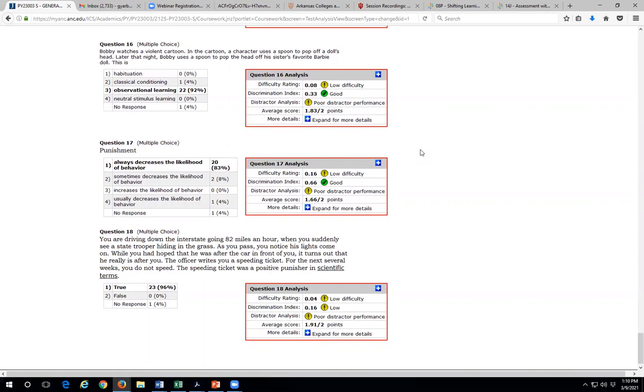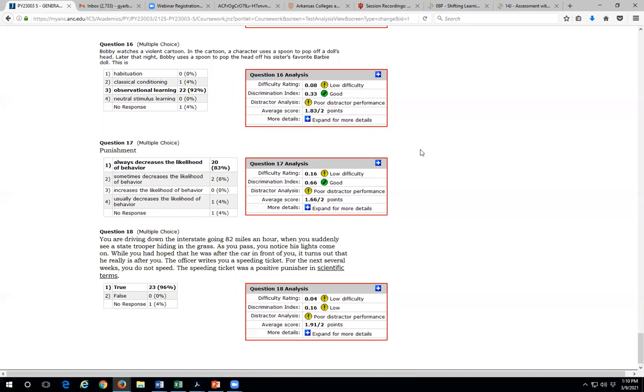And the final question, you're driving down the interstate going 82 miles an hour. You suddenly see a state trooper hiding in the grass, and as you pass, you notice the lights come on. While you would hope that he was after the car in front of you, it turns out that he is really after you. The officer writes you a speeding ticket. For the next several weeks, you do not speed. A speeding ticket was a positive punisher in scientific terms, and the answer to that is true.